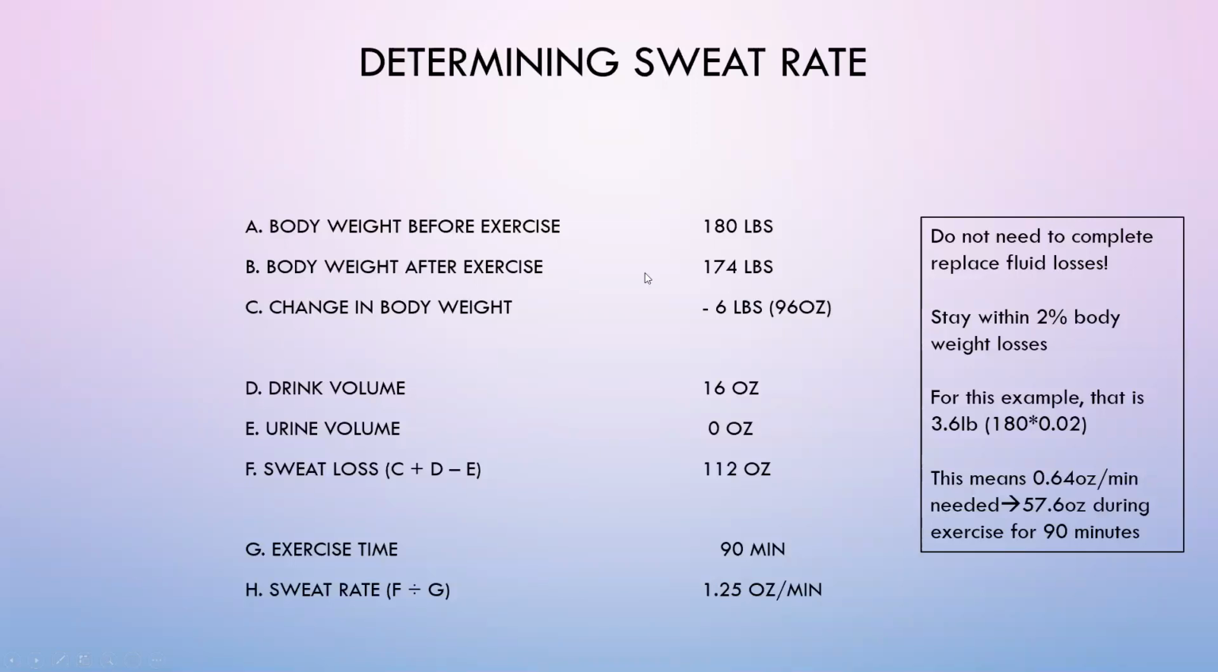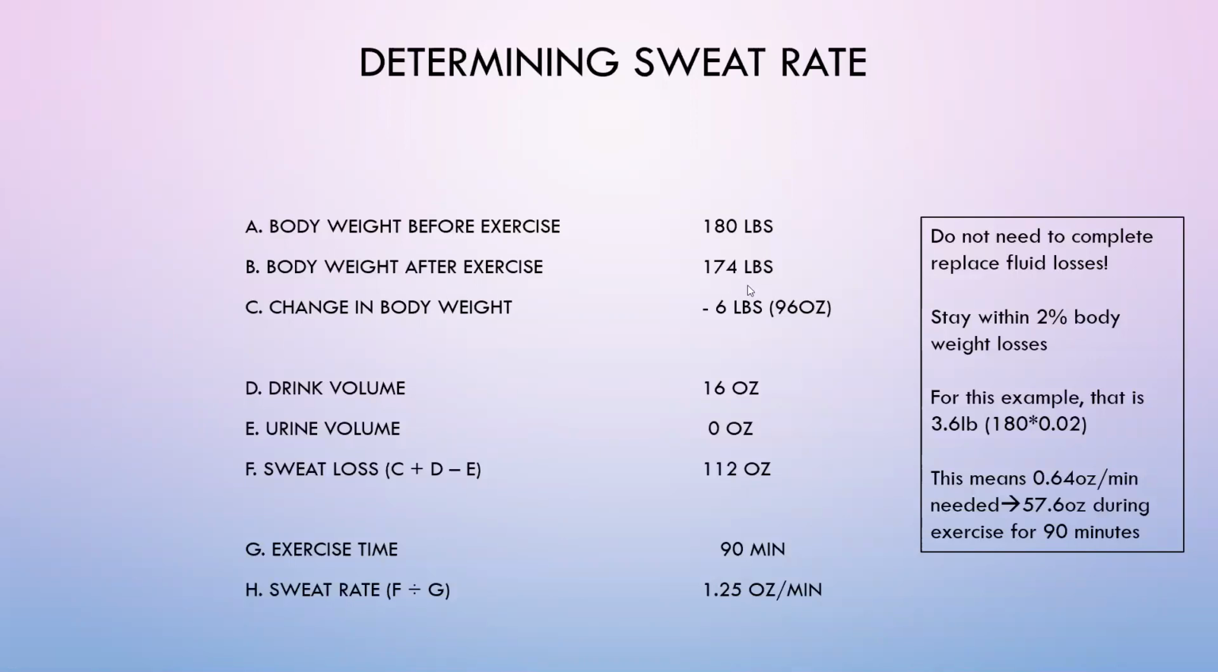So in this example you see here, before exercise is 180, after exercise is 174. That person lost 6 pounds of body weight over the course of that workout. 6 times 16 gives us 96 ounces. Okay, everything we're doing with hydration is going to come back to ounces. So that's why you need to convert that pounds into ounces. You with me? All right, cool.